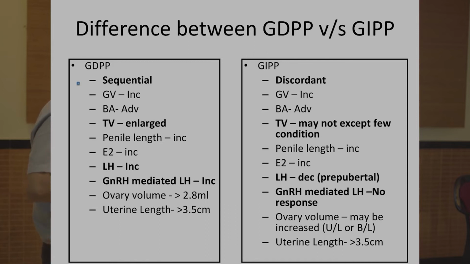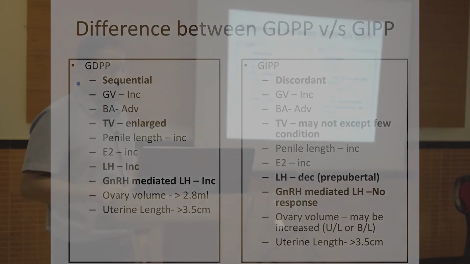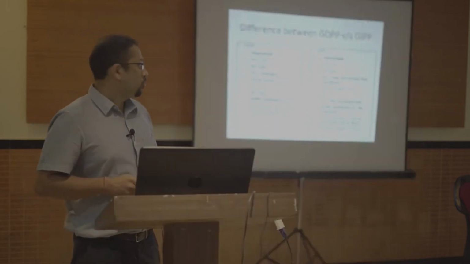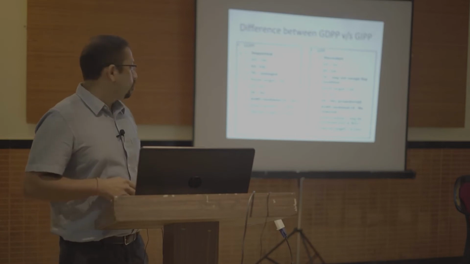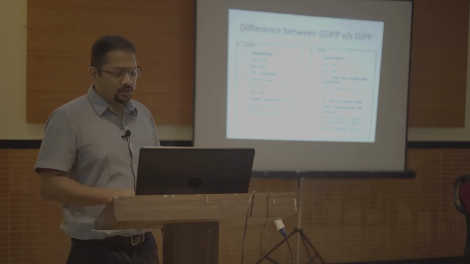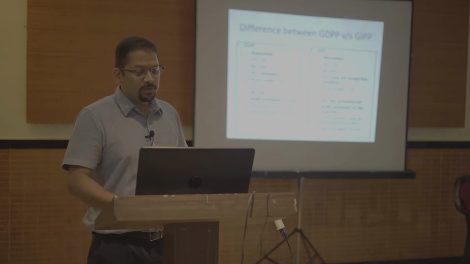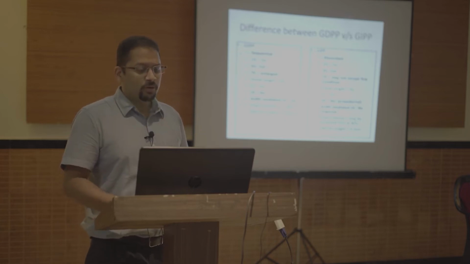However, an ovary volume more than 2.8 ml and uterine length of more than 3.5 centimeters is sensitive for precocious puberty, whether it is independent or dependent. So we must ask our ultrasonologist to measure the volume of the ovary. Sometimes we get 2 dimensions only, but we need 3 dimensions of the ovary to get the ovary volume.